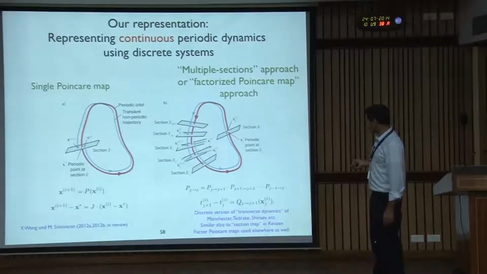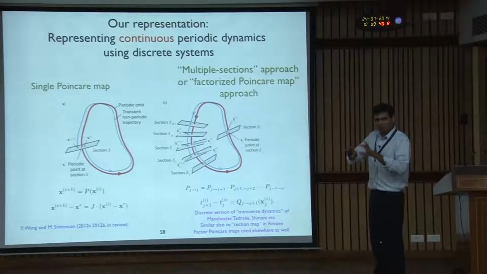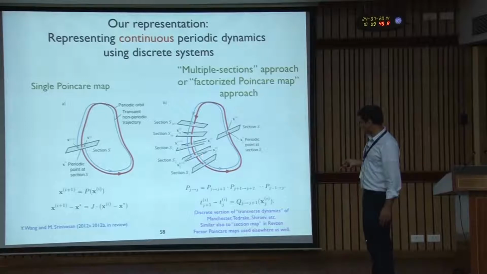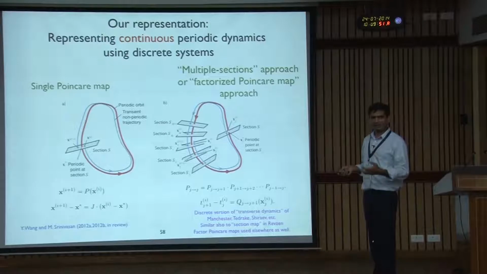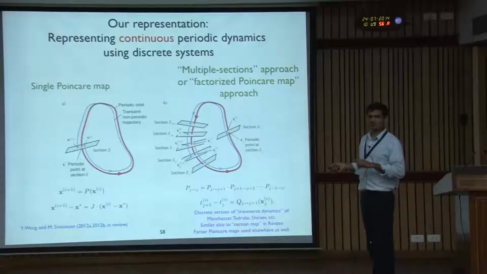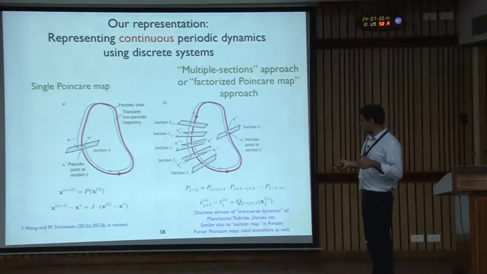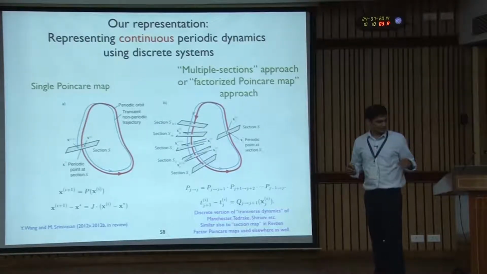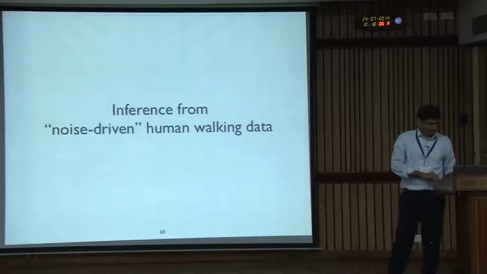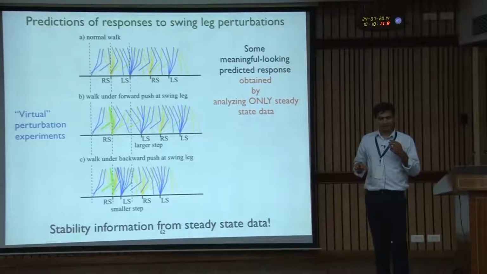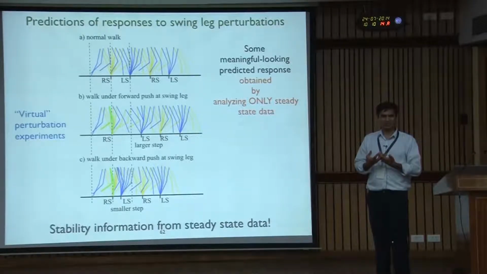If you have this red periodic motion and people are bouncing about this periodic motion all the time, and these are the sections which we call Poincare maps, then using data from hundreds or thousands of steps, we can infer a mapping from one slice to the next. This essentially lets you predict what people would do when external perturbations are applied, but you obtain the information by just looking at steady state data.